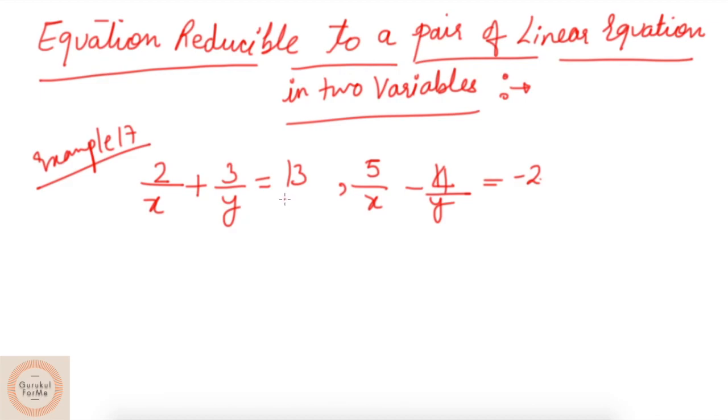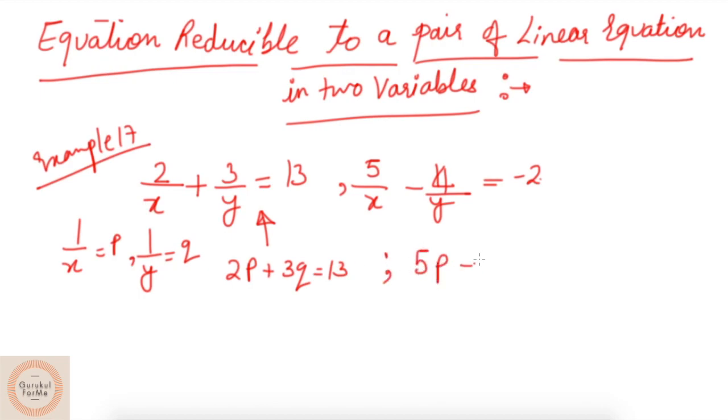We don't want to get into too much complication of having x, y, and then xy in the same equation. So what you do is, you say 1 by x is equal to p and you call 1 by y is equal to q. Can I write this equation as 2p plus 3q is equal to 13? And can I write this equation as 5p minus 4q is equal to minus 2? Absolutely. Can you now solve both these equations and get the answer? You certainly can find the answers for both of them.